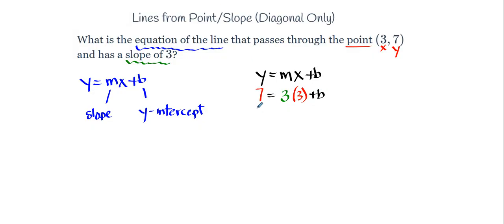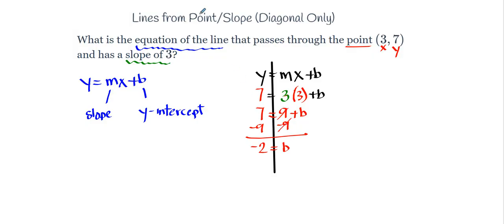This 3 times 3 will simplify. Actually, let's draw our vertical line here. So 7 is equal to 3 times 3, which gives us 9, plus b. Then in order to solve for b, I'm going to subtract 9 on each side of the equation. On the left, 7 minus 9 is negative 2, and it looks like my negative 2 is actually equal to my b value. Again, the negative 9 and positive 9 canceled.